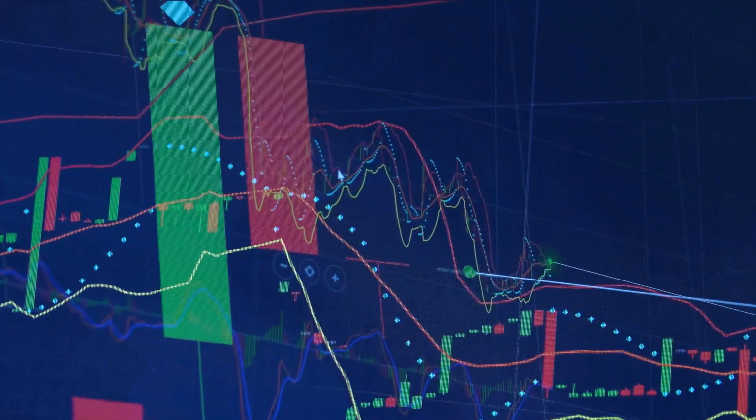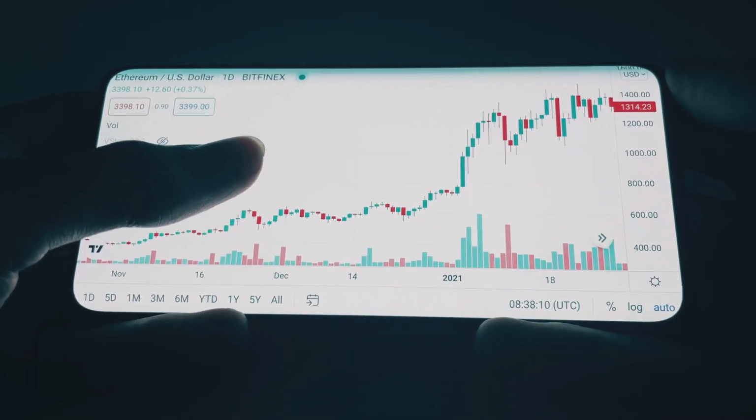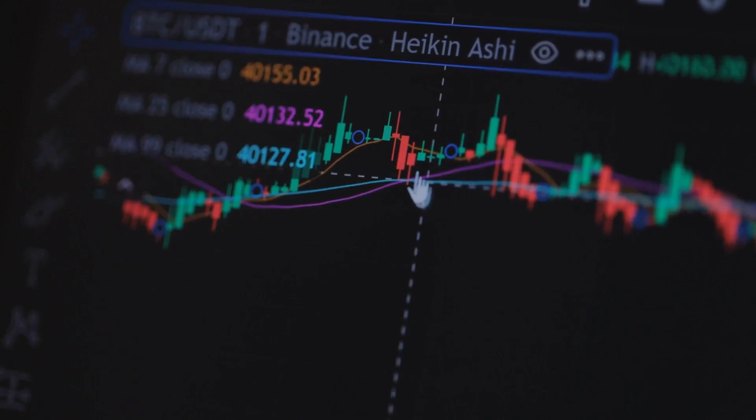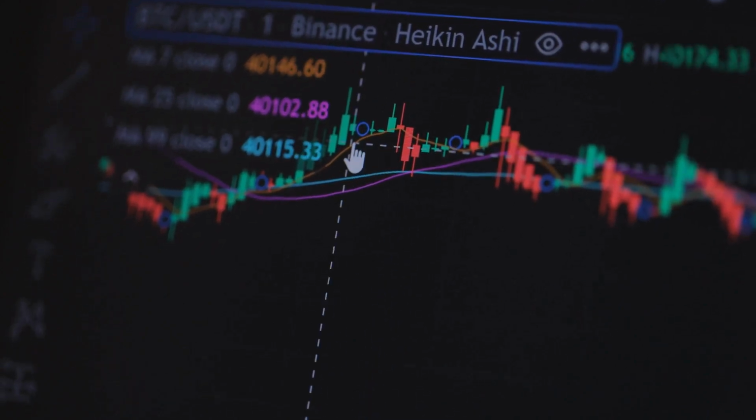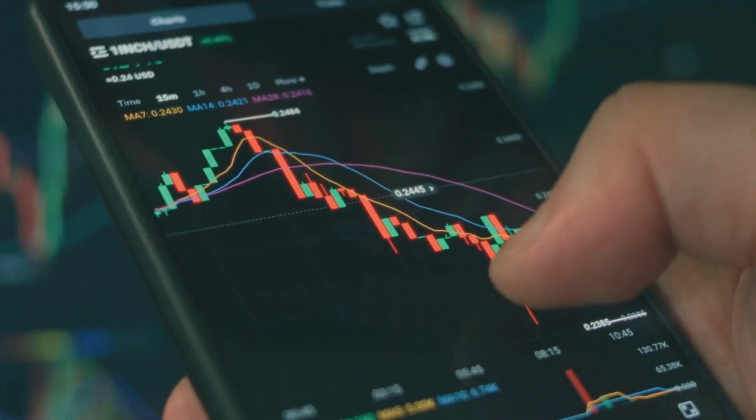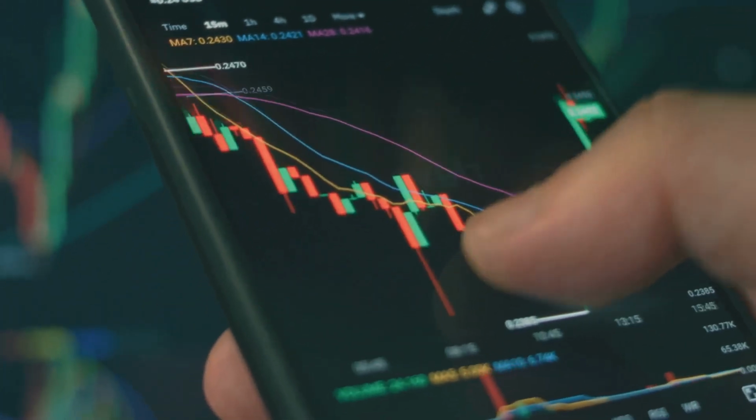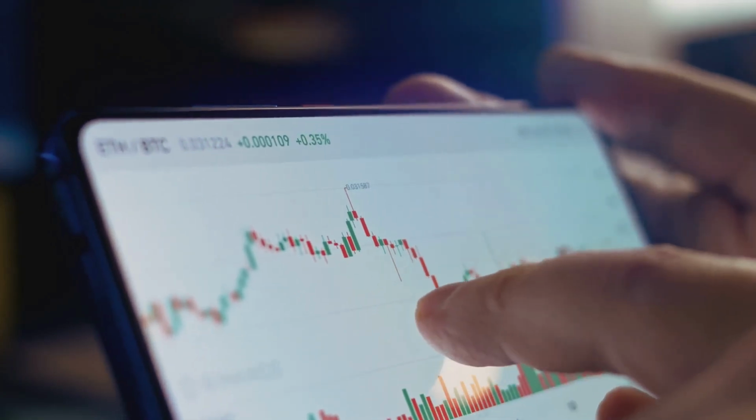Another key pattern is called the hammer. The hammer is usually a bullish reversal signal. It has a short body at the top of the range and a long lower wick. It often appears after a period of falling prices. It shows that buyers stepped in strongly.